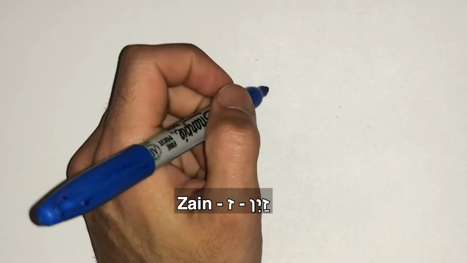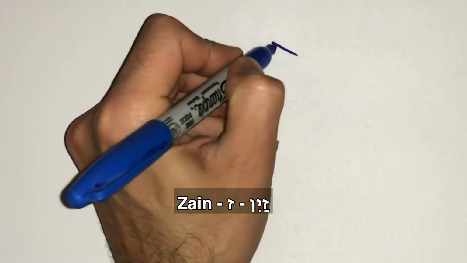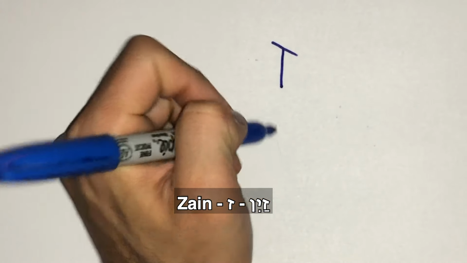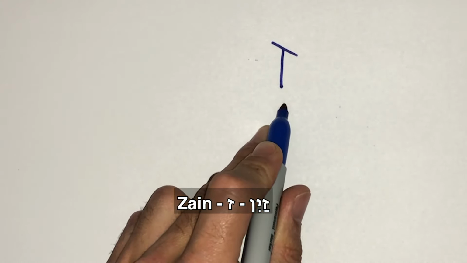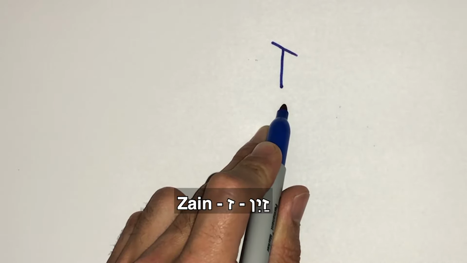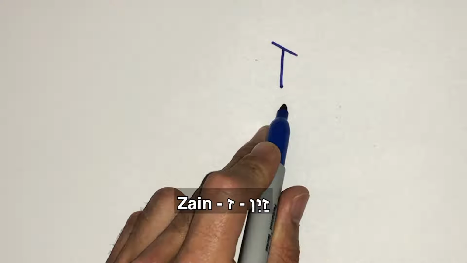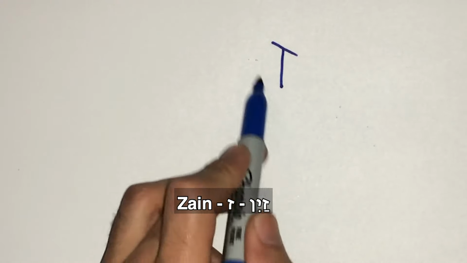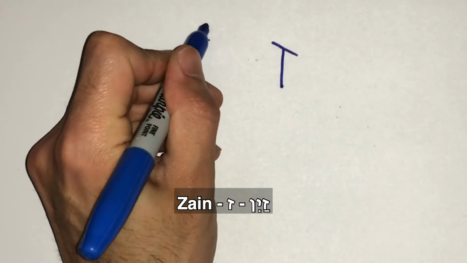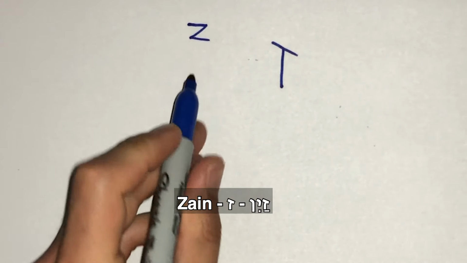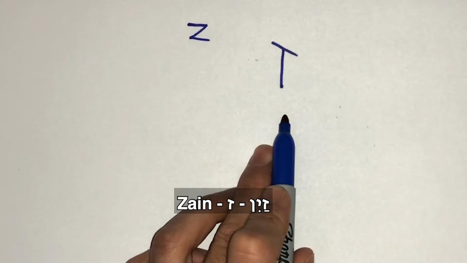The next letter is Zain. This is how we write it down. As you can see, this letter is very similar to the previous letter, Vav, but it is a little bit different. Note the differences. The English equivalent is Z. Z. Zain.